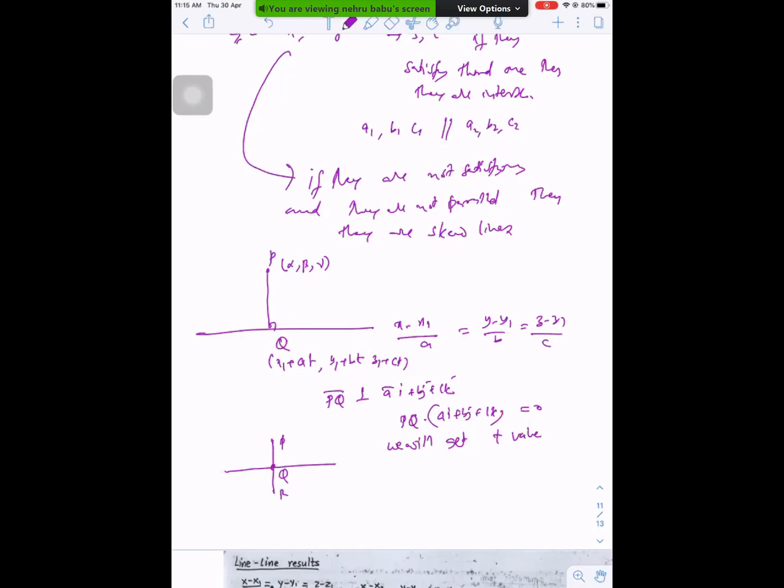So this is the method to find the foot of the perpendicular of a point on a line, and the image of a point in a line. If Q is the foot of the perpendicular and R is the image, with the help of this we will find them. So like this we will do in symmetric form.